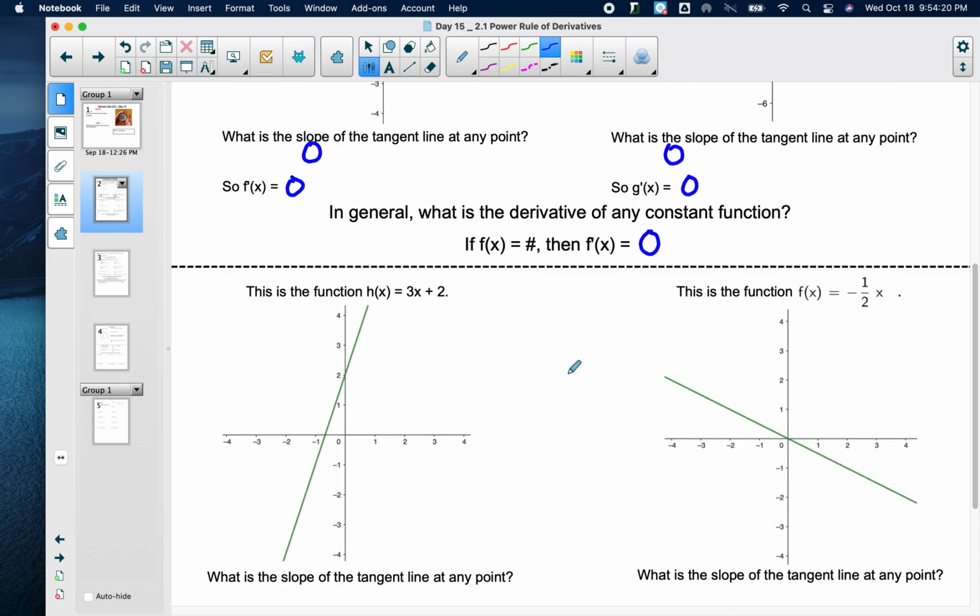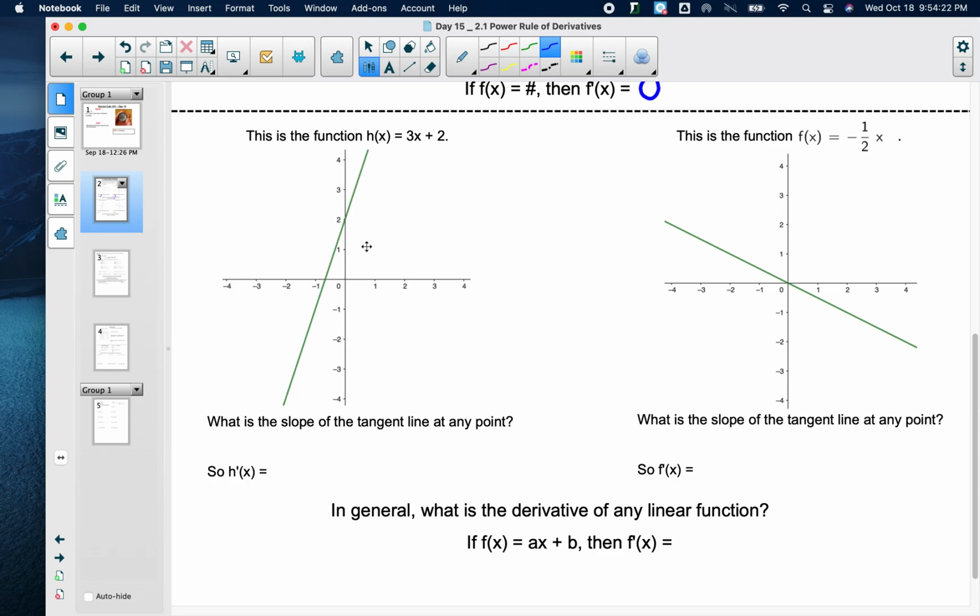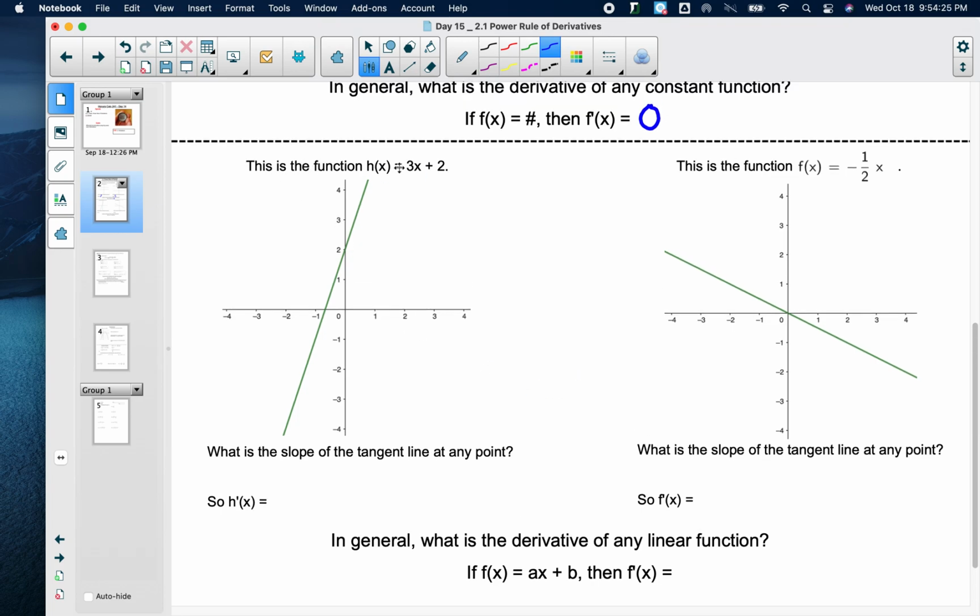Now, what if I have a linear function? This is the function h of x equals 3x plus 2. What is the slope of the tangent line at any point? If I were to draw a tangent line on any point here, I'd end up just overlapping the line that's already there. So what's the slope of that line? The slope of that line is just 3, whatever the slope of mx plus b is. So h prime of x, no matter where I go, is going to be the same. h prime of x is 3.